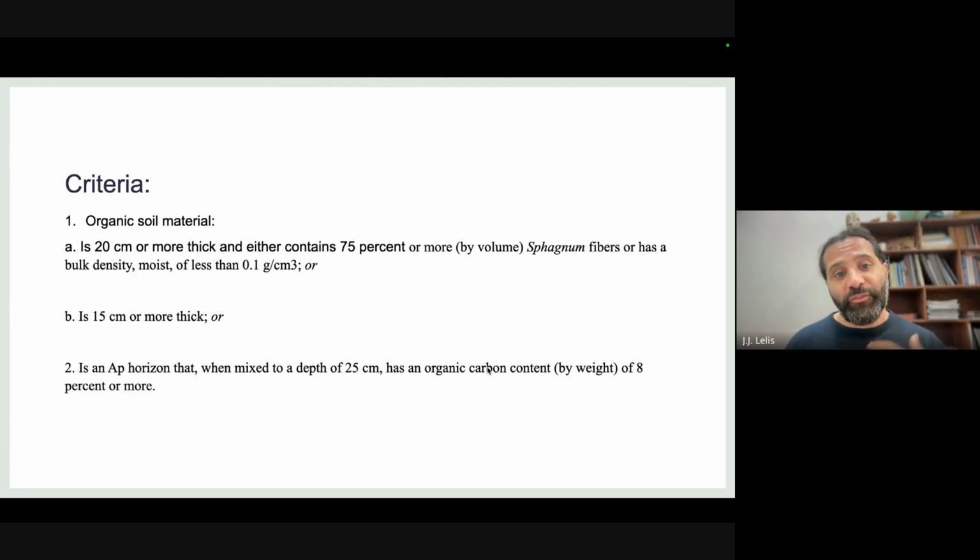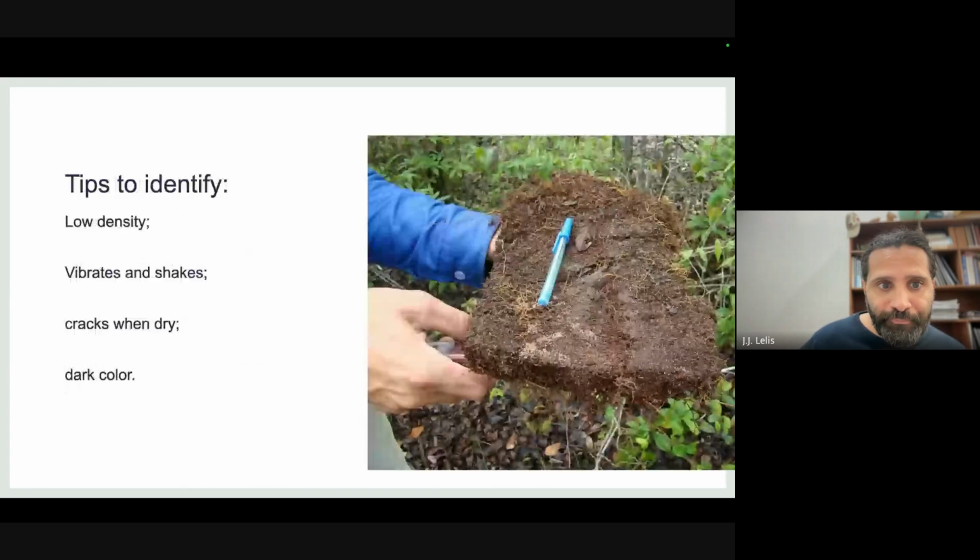So you can see that holistic AP patterns can be formed naturally or they can be formed by humans if the content of organic carbon is at least 8%. Okay, so in both cases, letter A and B, in number one, the content should be 12%. Here the content is less than this, just 8 is enough. Okay, we need to follow these criteria to identify the holistic AP pattern.